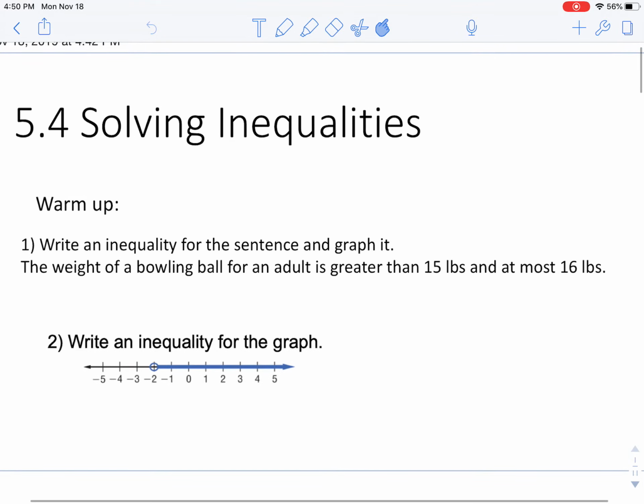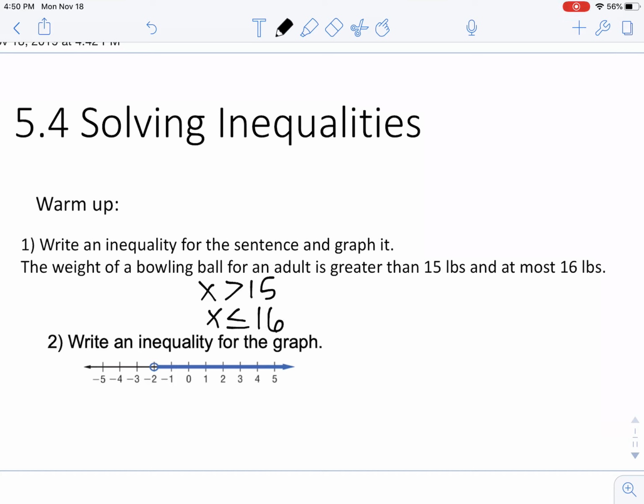Write an inequality for the sentence and graph it. The weight of a bowling ball for an adult is greater than 15 pounds and at most 16 pounds. So we know X is our bowling ball. X is greater than 15 pounds. And we know it's at most 16 pounds. So X is going to be less than or equal to 16 pounds. It's going to be no more than 16. So when we smush those together, we get 15 is less than X, and X is less than or equal to 16.